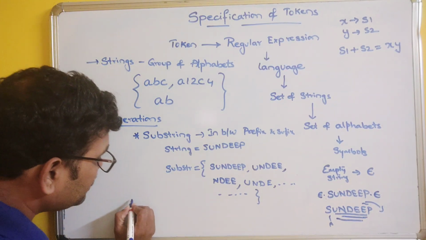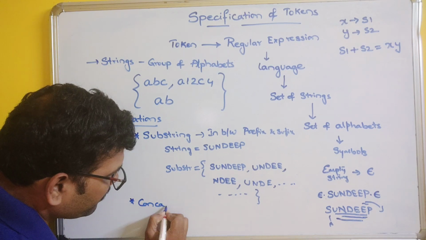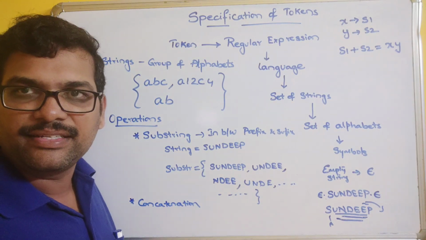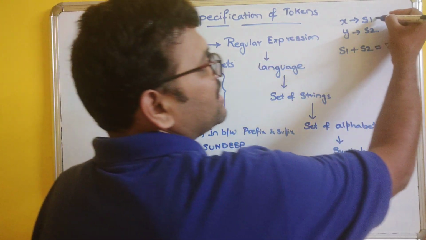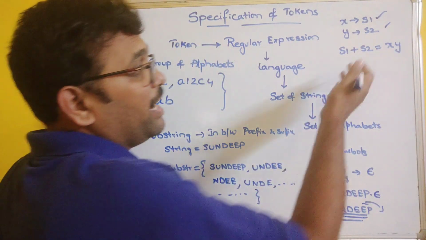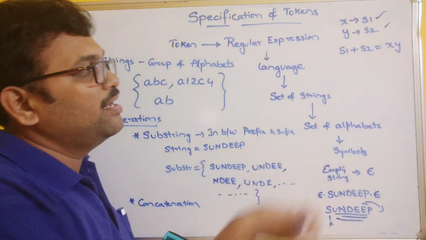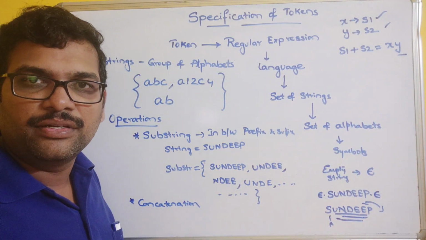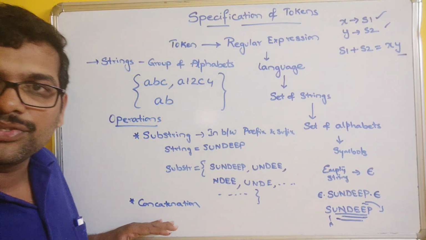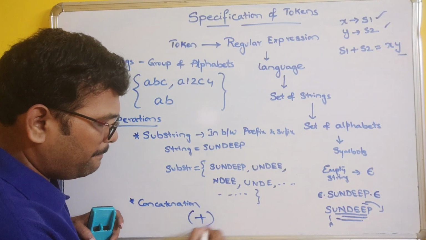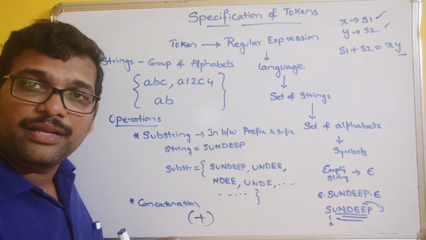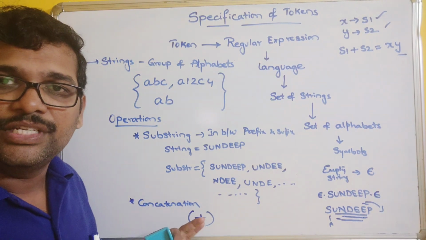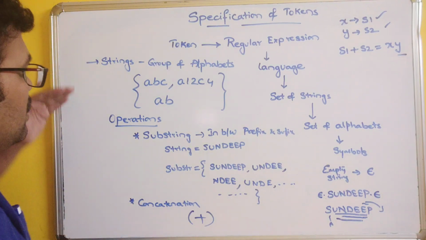Similarly, the next operation is concatenation. Concatenation means adding two different strings. Just now we have seen, if X is string 1 and Y is string 2, and you concatenate S1 plus S2, that means both strings, then we get the product, that means XY. Usually it is represented with a plus symbol. This is not an arithmetic addition, this is a concatenation if we perform this plus in between the strings. Just remember that.